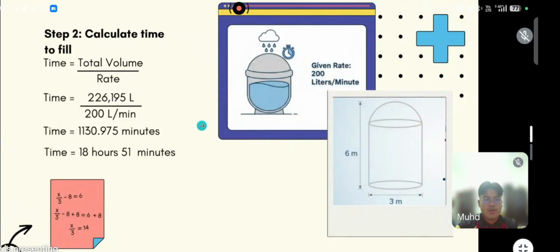So langkah kedua is calculate time to fill, masa untuk penuhkan tank tu. Jadi the formula is total volume over rate. The total volume we got tadi is 226,195 liters over 200 liters per minute. So the time yang kita dapat is 1130.975 minutes. So we convert to hours, we get 18 hours 51 minutes. The tank is like this lah. Ni the rain and the time we calculated, 18 hours 51 minutes.